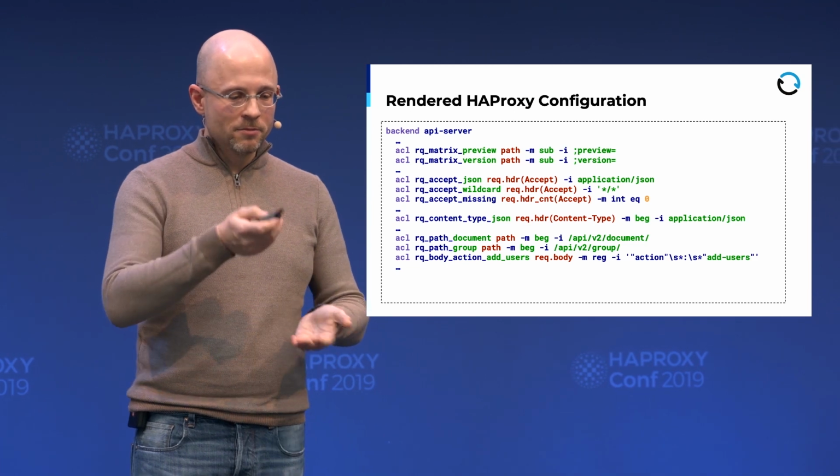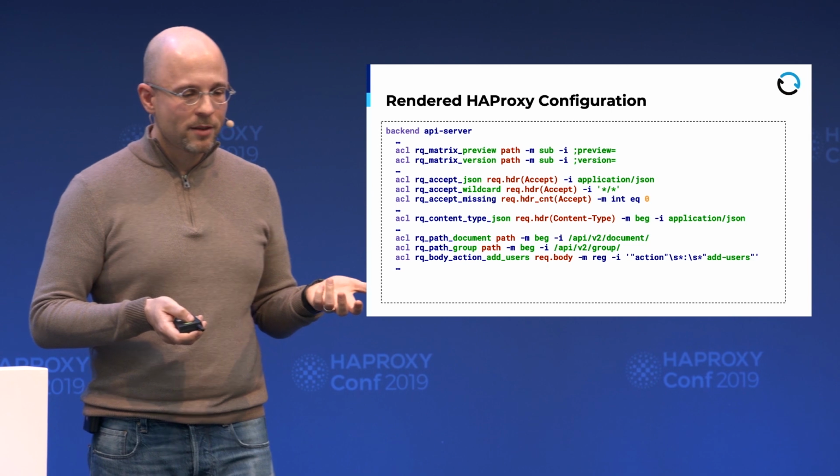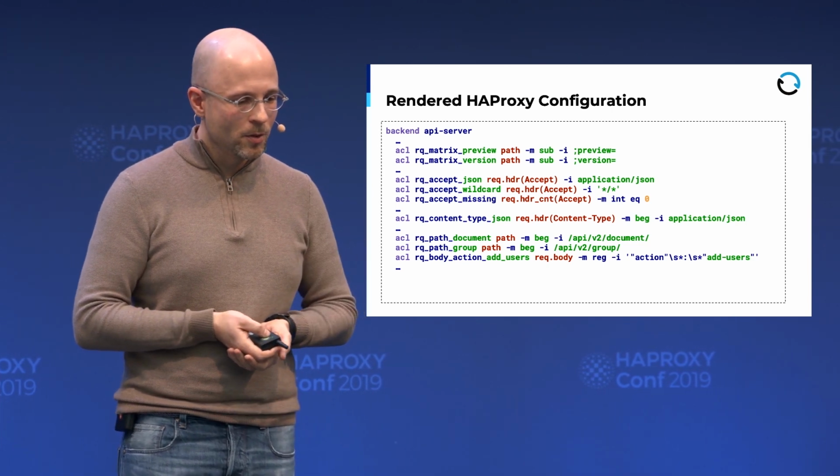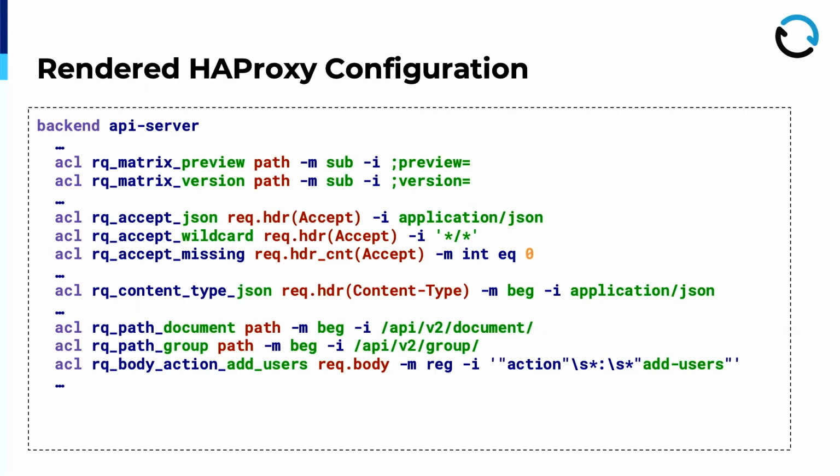So this is the ACL part rendered via that template. It's shortened, as you can see, with the ellipses in the middle. For example, the top one is matching a request parameter for previews. Just a substring match. Then that middle block you see matches some headers, in this case the accept header.